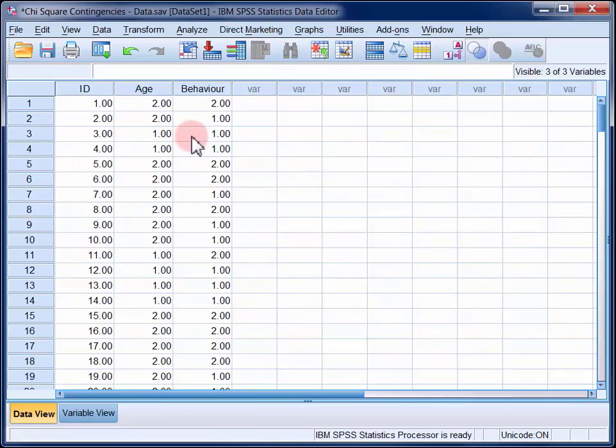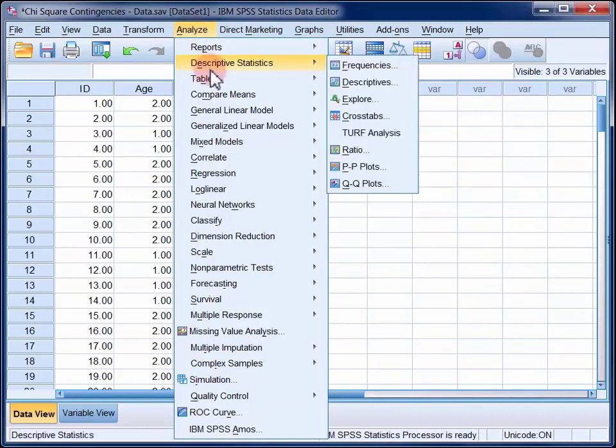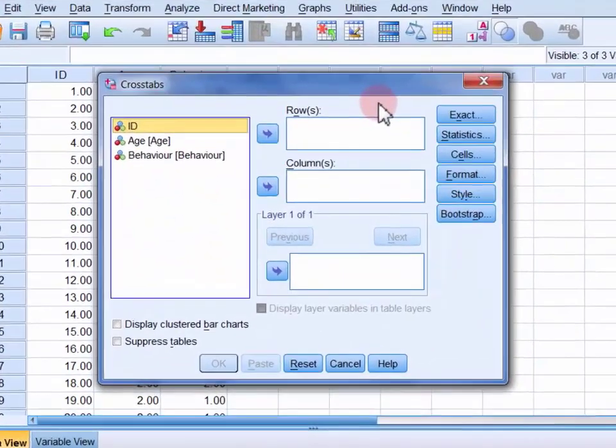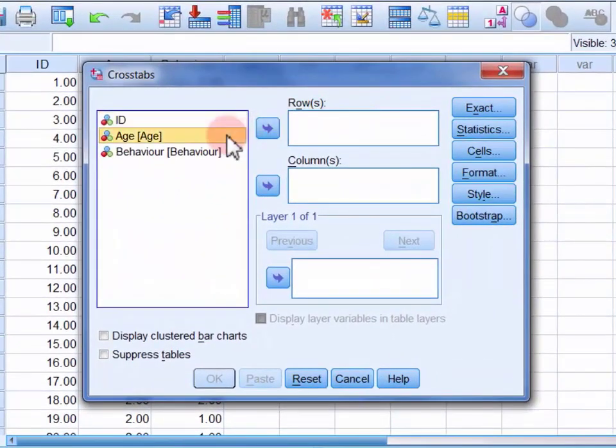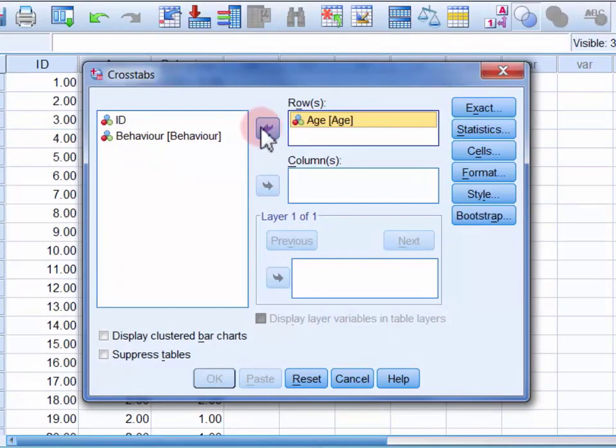To address the hypothesis that phone use behaviour is related to age, we'll use a chi-square test of contingencies. With this test, we'll ask, is category membership on one nominal variable, for example phone use behaviour, contingent on category membership on a second nominal variable, for example age? In the Analyze menu, select Descriptive Statistics and then Crosstabs. Move one variable into the Rows field and the other into the Columns field.